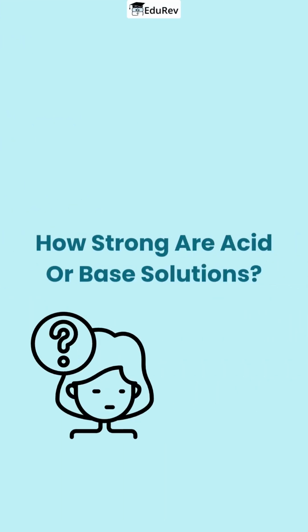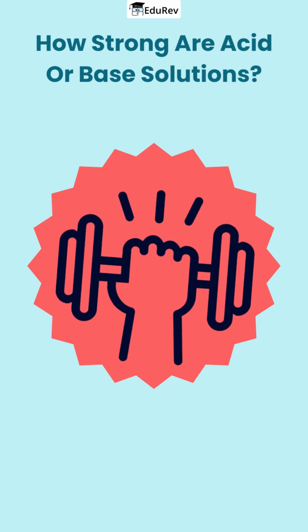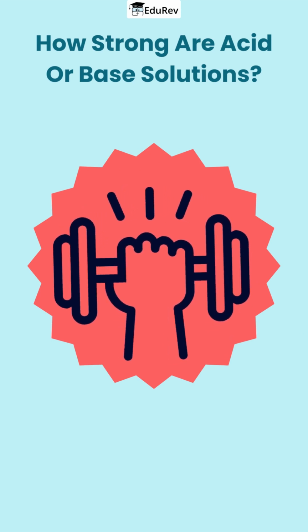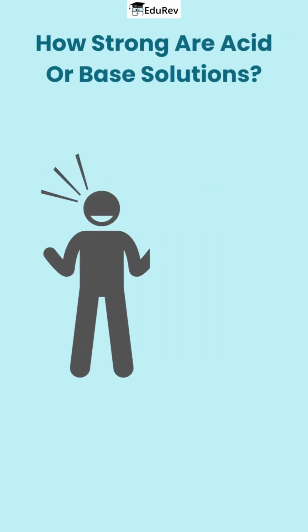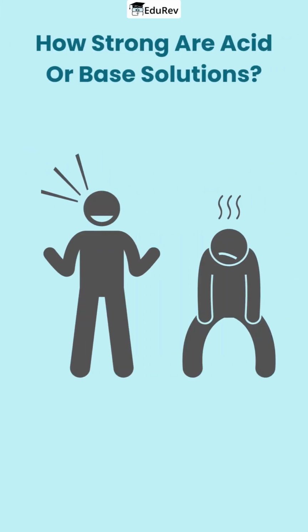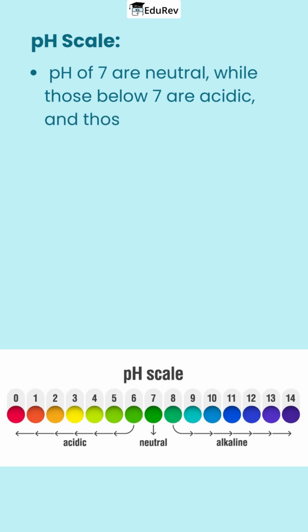How strong are acid or base solutions? Not all acids and bases exhibit the same level of strength. They can vary in their strength. Some are strong acids and others are weak. The pH scale allows us to assess the strength of acids and bases, with values ranging from 0 to 14.